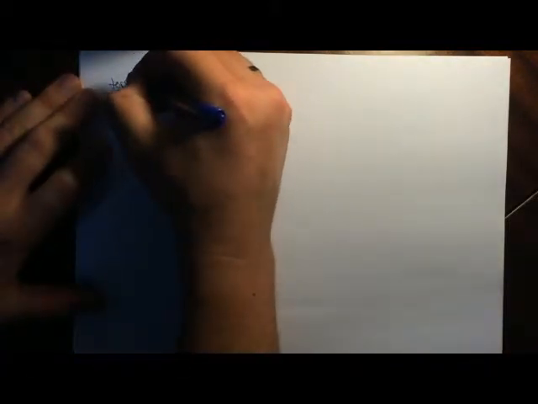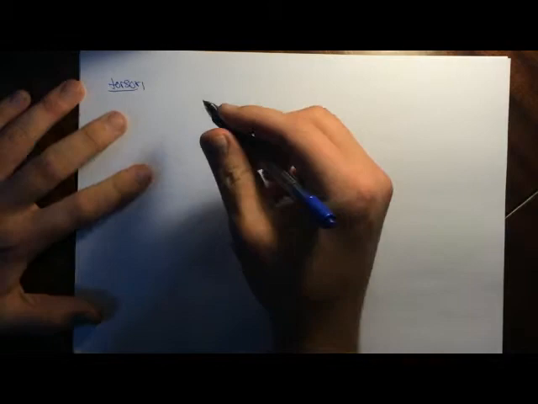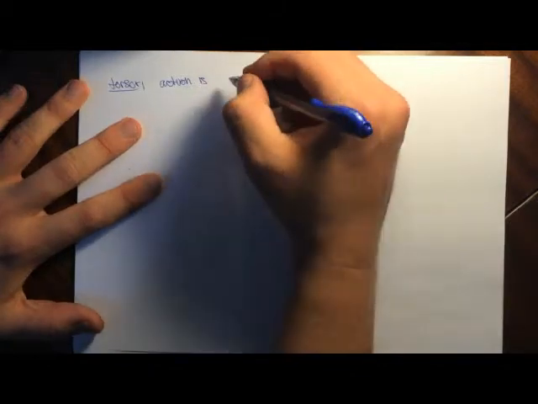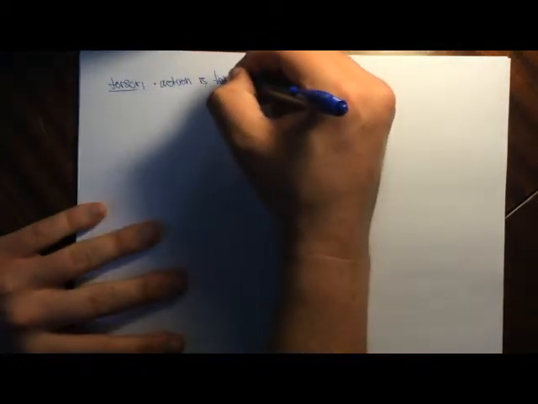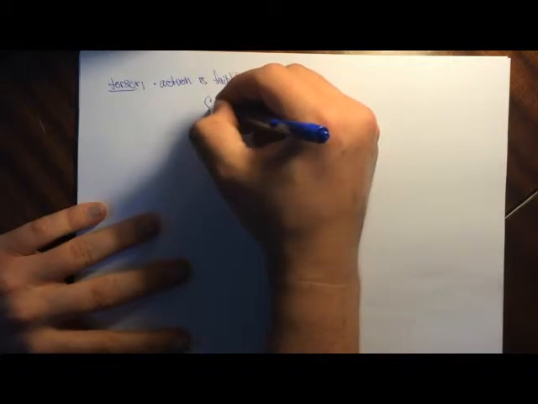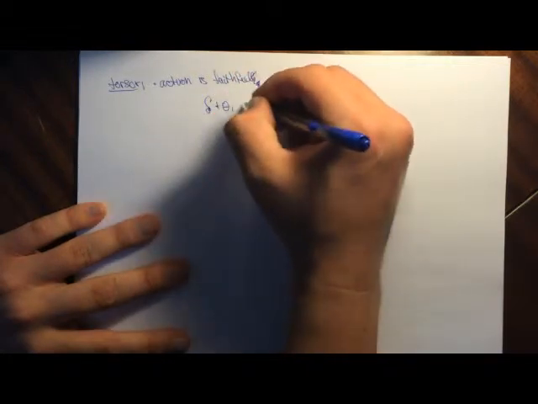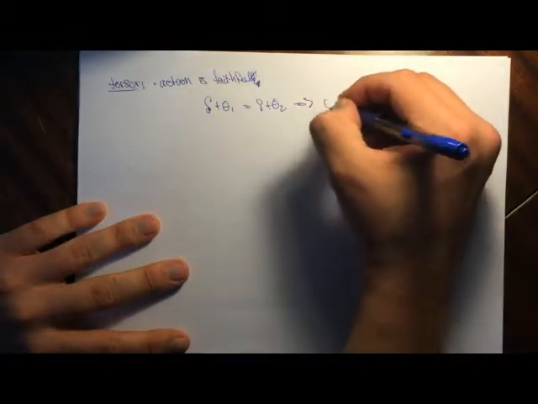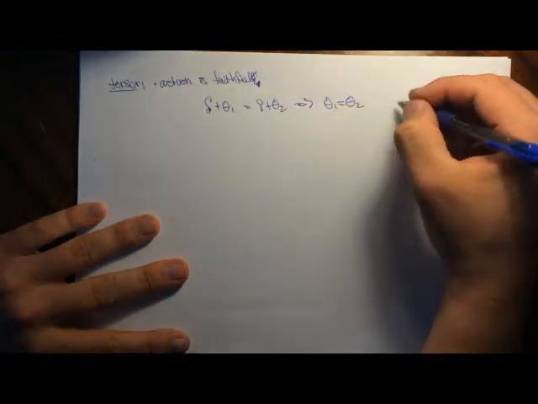So the Torsor part shows that this is injective. So the action is injective, faithful, let's say. Faithful says that if delta plus theta 1 is equal to delta plus theta 2, this implies that theta 1 is equal to theta 2. This is obvious.